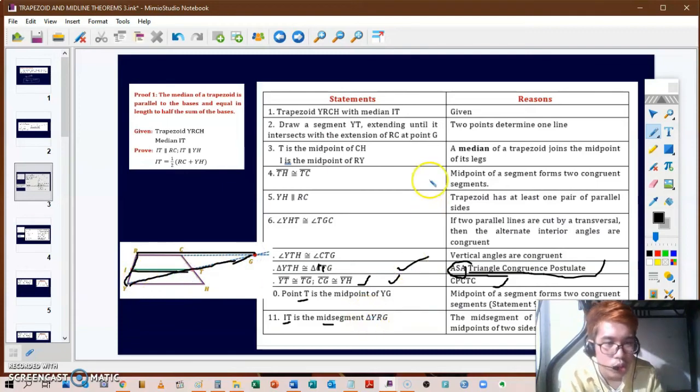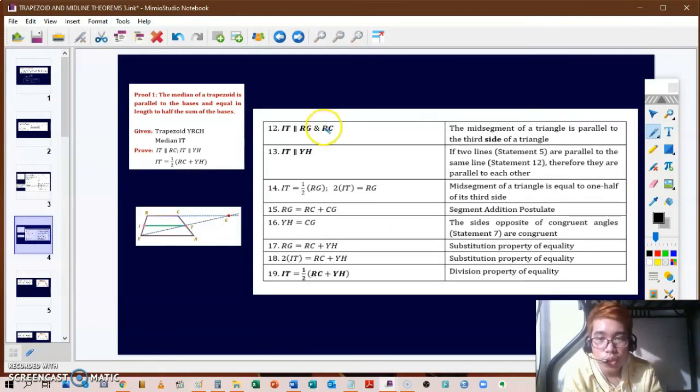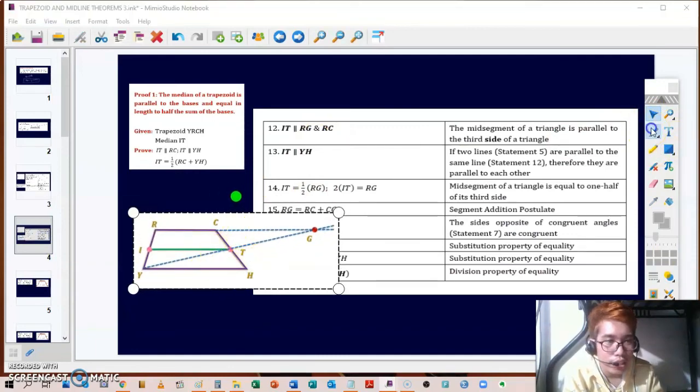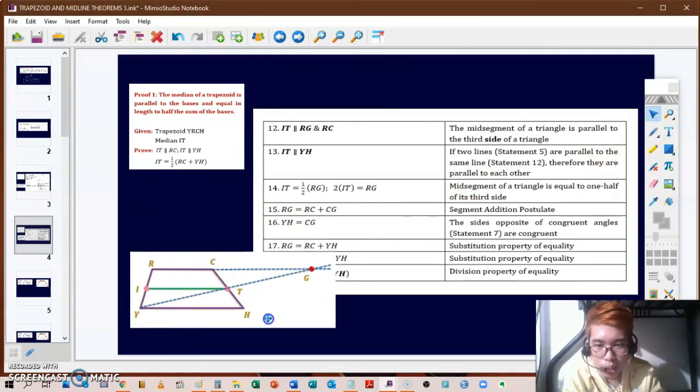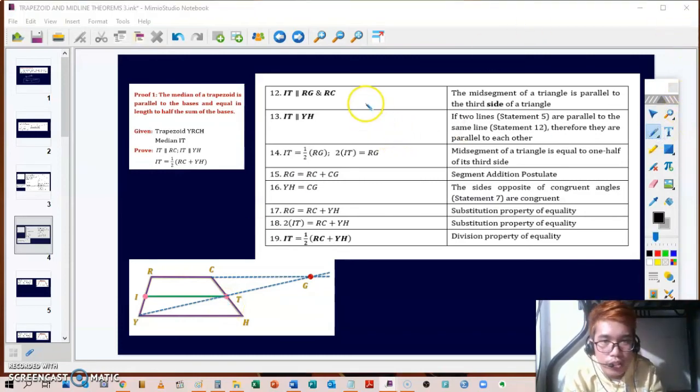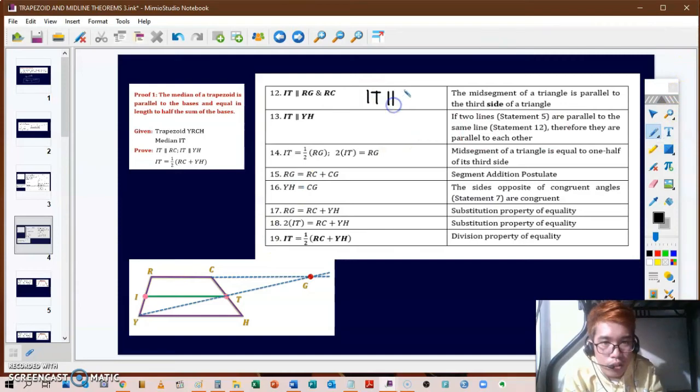So the mid-segment of a triangle joins the midpoints of two sides of a triangle. And we can also see here that we've already established that we have a triangle and it has a midpoint here, which is IT. Then we can say that IT and RG are parallel to each other, and IT is also parallel to RC. So we can write here, IT is also parallel to RC. So the mid-segment of a triangle is parallel to the third side of a triangle. And then we have here IT is parallel to YH.